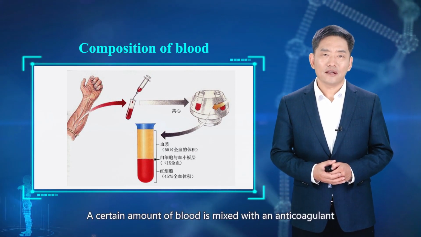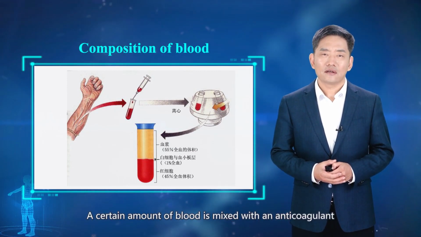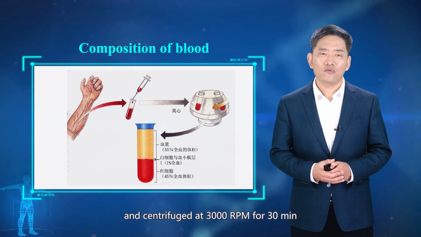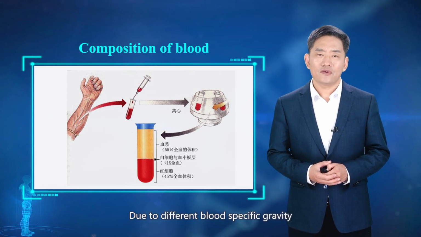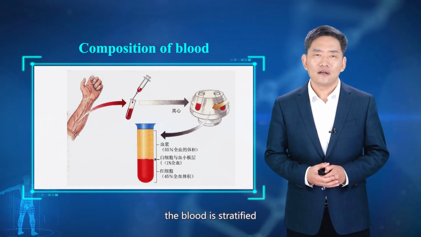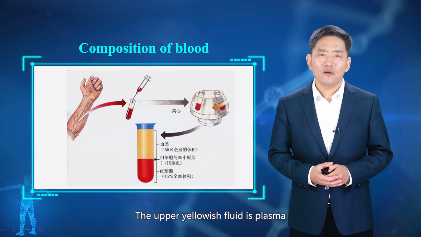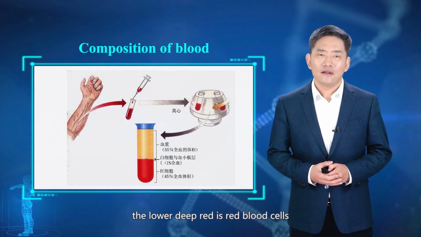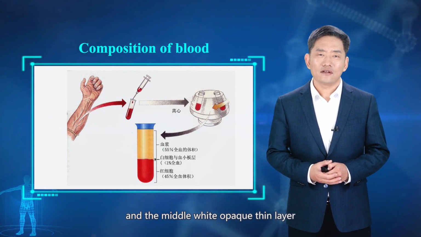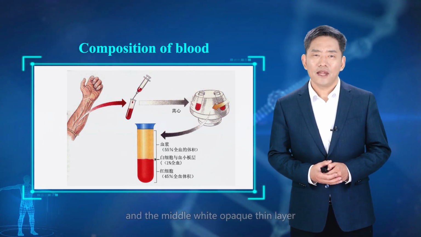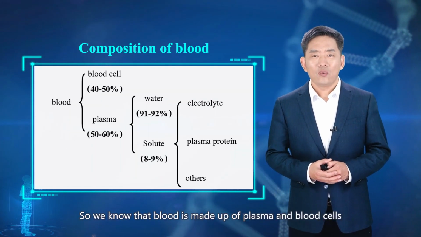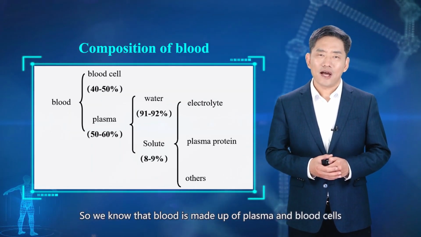A certain amount of blood is mixed with an anticoagulant and centrifuged at 3000 rpm for 30 minutes. Due to different blood specific gravity, the blood is stratified. The upper yellowish fluid is plasma. The lower deep red is red blood cells, and the middle white opaque thin layer is white blood cells and platelets. So we know that blood is made up of plasma and blood cells.